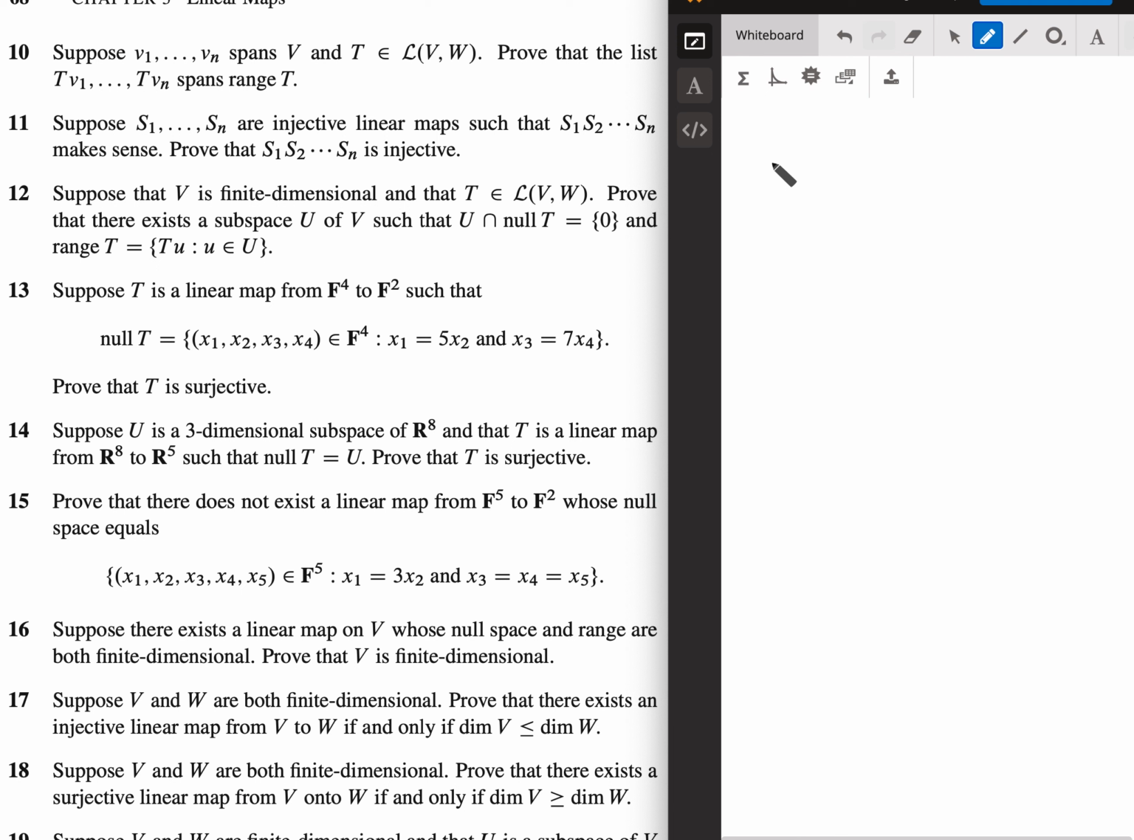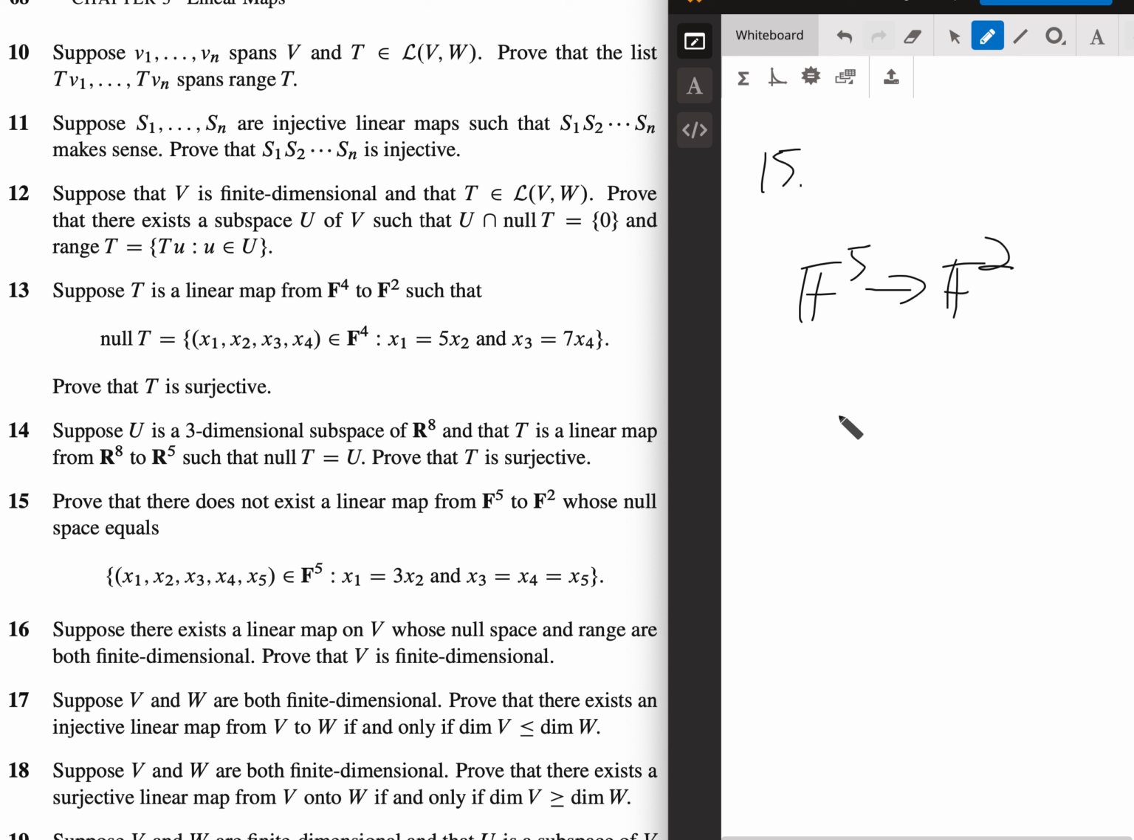So that's fine. Prove that there does not exist a linear map from F5 to F2 whose null space equals that. So once again, you want to use the fundamental theorem of linear maps. There are so many questions in this section, which is literally just about the fundamental theorem of linear maps. So it's not really like you're doing different questions, it's more of the same.